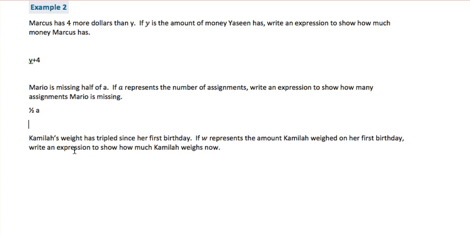Next problem. Camilla's weight has tripled since her first birthday. Tripled means multiplied by 3. If W represents the amount Camilla weighed on her first birthday, let's replace her first birthday with W. Write an expression to show how much Camilla weighs now. Tripled W, 3W.